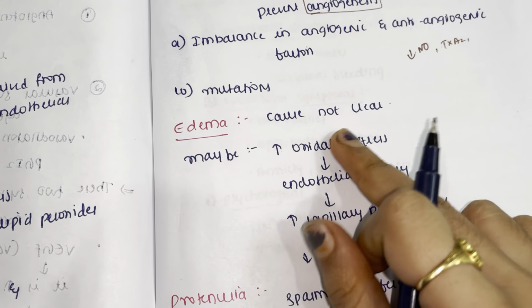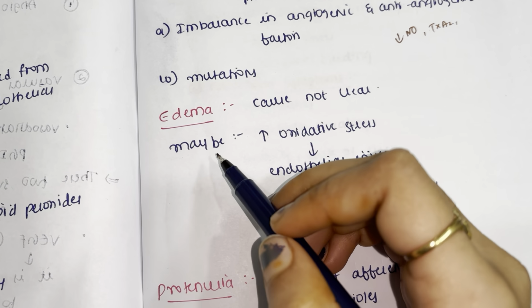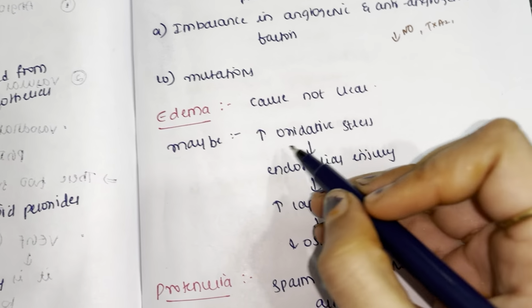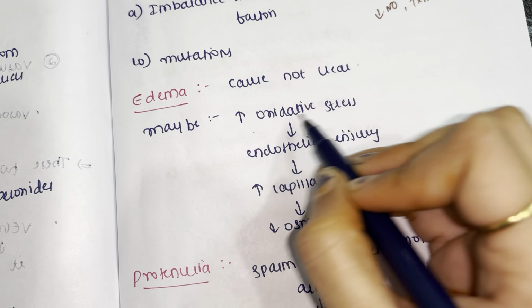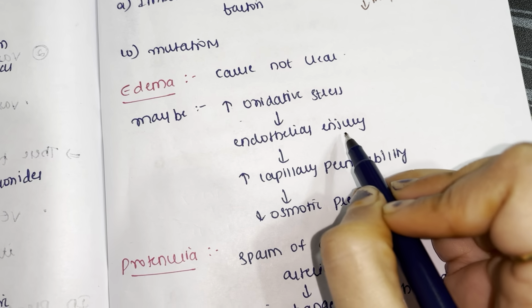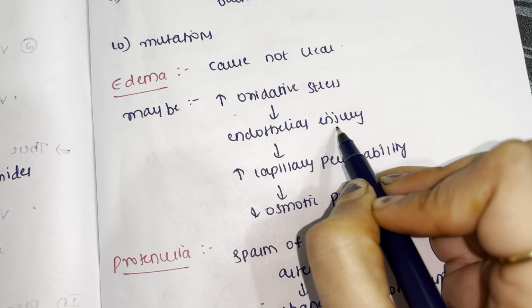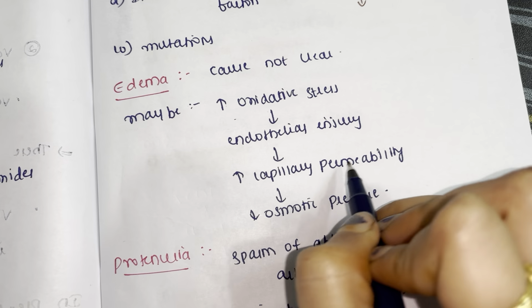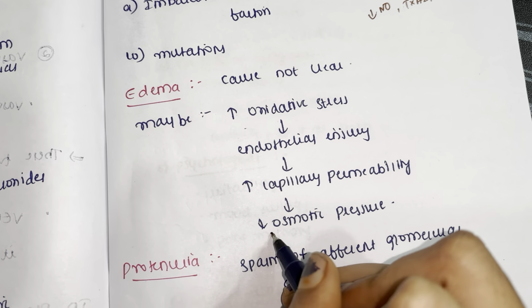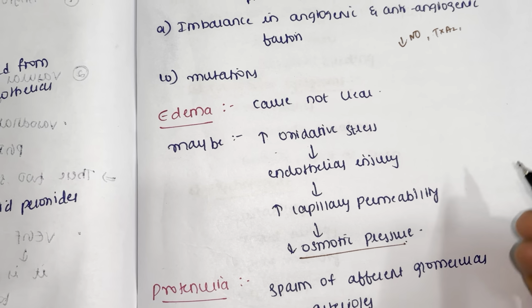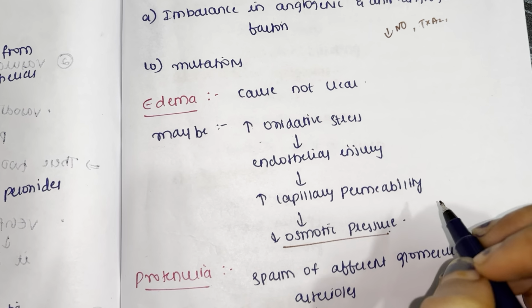Now, how does edema occur? The cause is not clear, but the theories say that increased oxidative stress causes endothelial injury. Because of this endothelial injury, increased capillary permeability occurs, and this decreases the oncotic pressure and causes fluid retention.